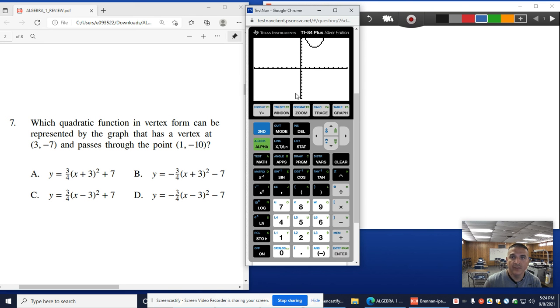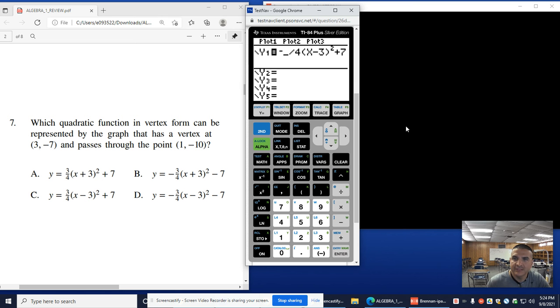Graph that. That looks like it's at 3, +7. But not 3, -7. It wants a vertex at 3, -7. So I go back in there. Now you put a negative in front. So you can just say, second, insert the negative. And I'll leave the -3. And I got to go over there and change that to -7. All right, that one's at 3, -7.